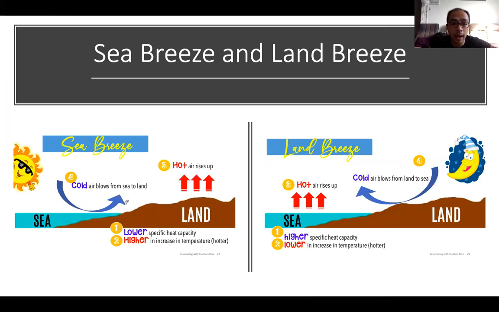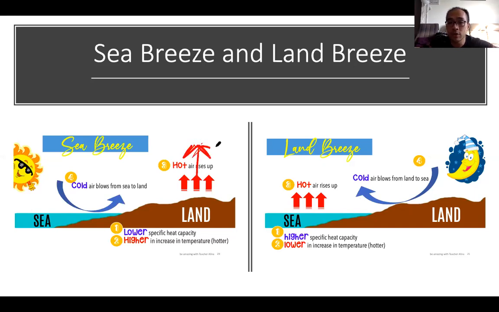Okay, so we find that land has a lower specific heat capacity, so it becomes hotter faster. Because of that, the hot air will rise up over here. Dan ini berlaku dalam perolakan.